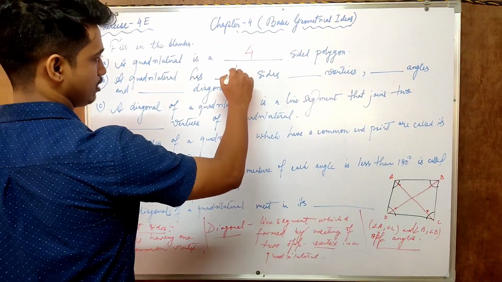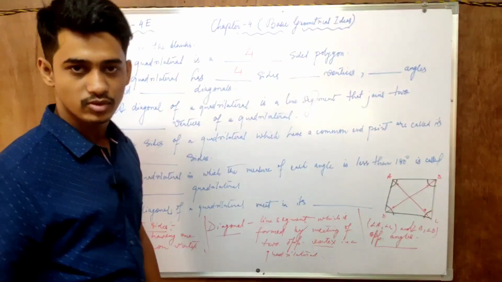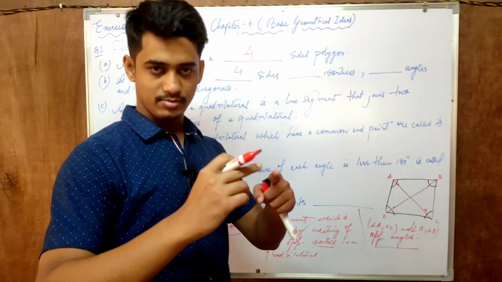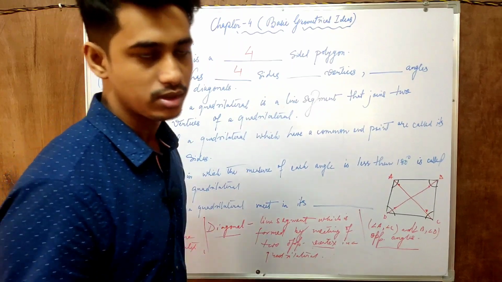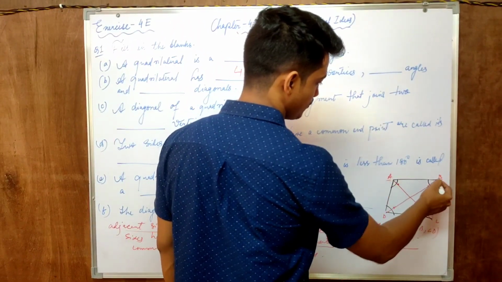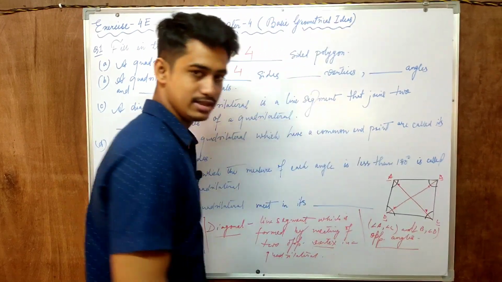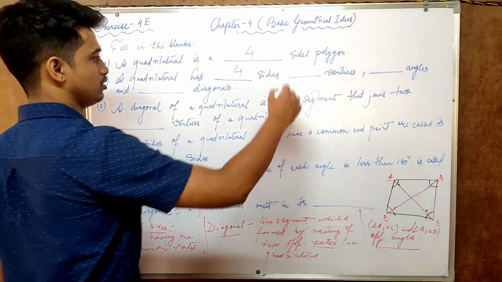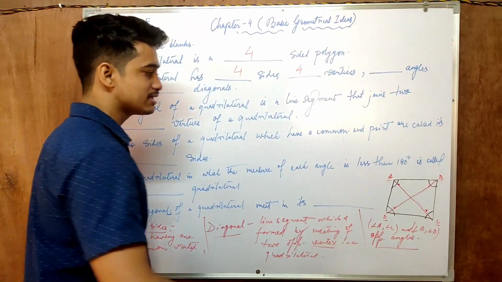4 sides. Dashed vertex. Vertex means what? Two lines or segments which are joining at any particular point, any common point. So here the common points are A, B, C and D. So how many vertices are there? 4.